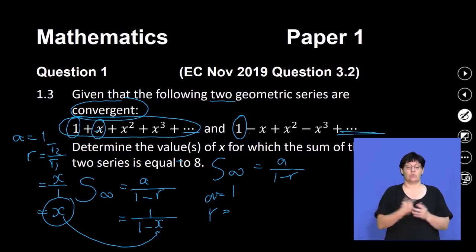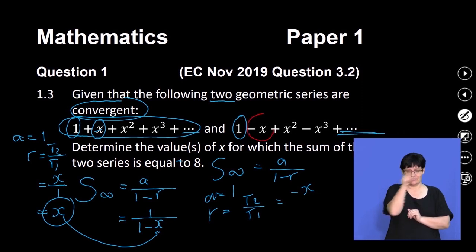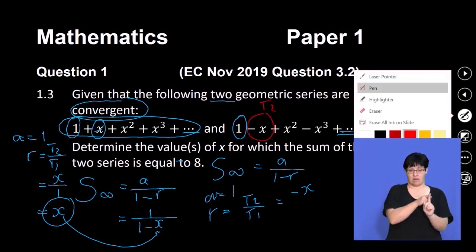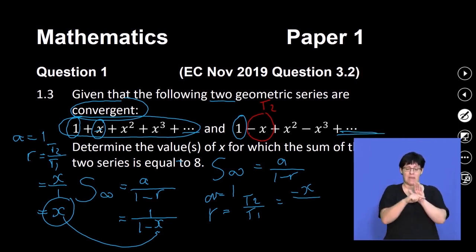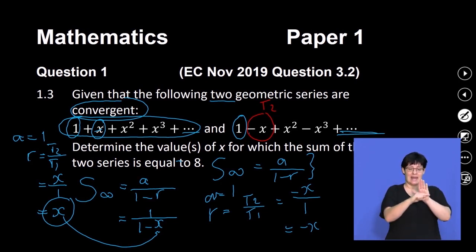So we're going to do term 2 over term 1, and that is negative x. This is the second term for this one over here. Let's do a different color. So this is term 2. The 1 is term 1. So we've got minus x over 1, which is negative x. Okay, so we know that our common ratio for this is equal to negative x.